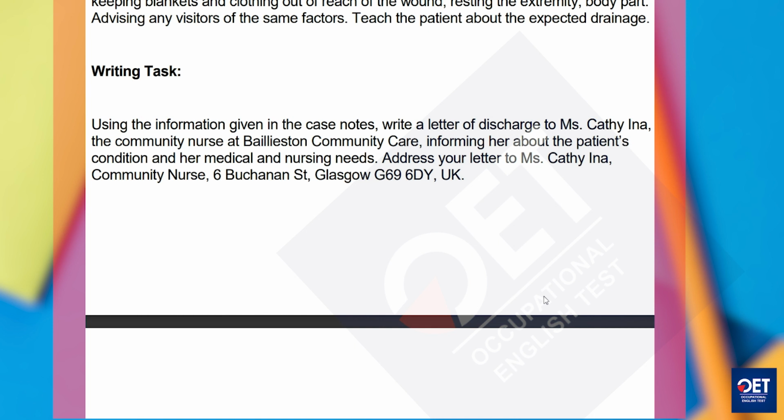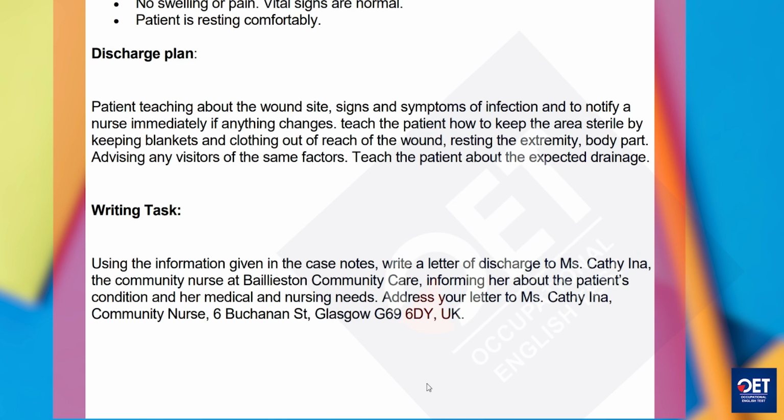You need to address your letter to Miss Kathy Anna, community nurse, 6 Witchen Street, Glasgow, G696DY, UK. So this is the address of the reader. So it's very clear now. We are writing this letter to Miss Kathy and she's a community nurse and we are just informing her about patient's condition and her nursing and medical needs. So let's read the case notes.